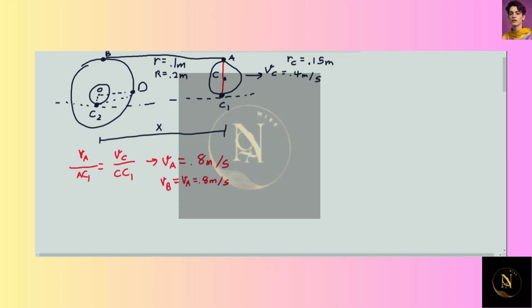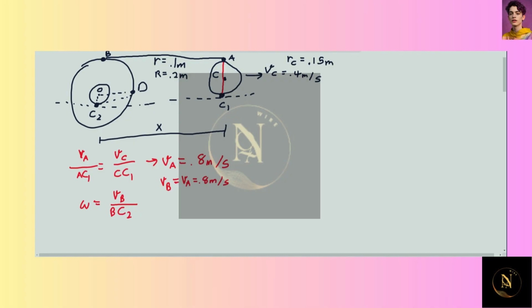We can calculate the angular velocity of point B. And that angular velocity will just equal the velocity of B divided by the length BC2. We know the velocity of B. BC2 will just be the radius of the larger.